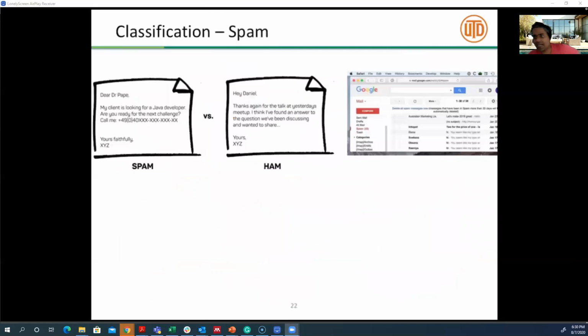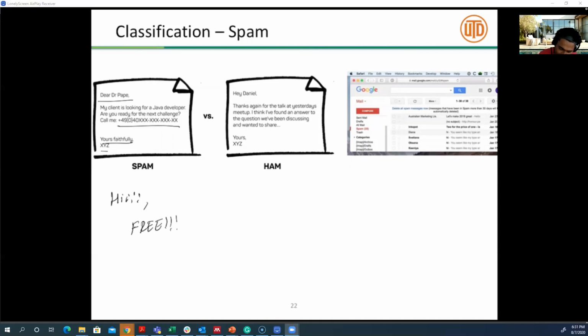So another very standard application of classification is spam, right? So spam is, I have an email like this: Dear blah blah blah, my client is looking for a Java developer. Call me, and some weird phone number. Yours faithfully, right? Or maybe there'll be something like hi. This is something very common which is there in spam. You have some hi or something like that, and then you have some crazy kind of words. Maybe there is the word free over there, things like that. So there are these common words that belong to spam, or there is a certain kind of email, right?